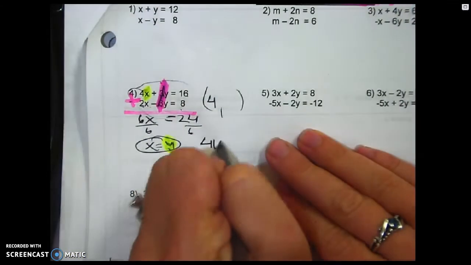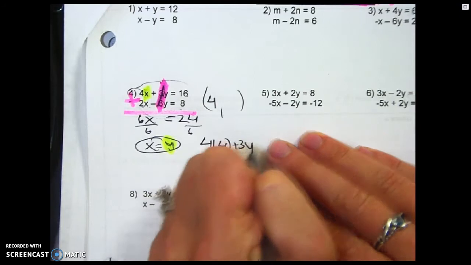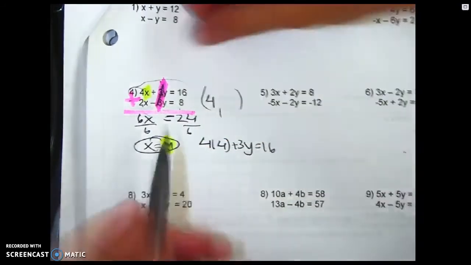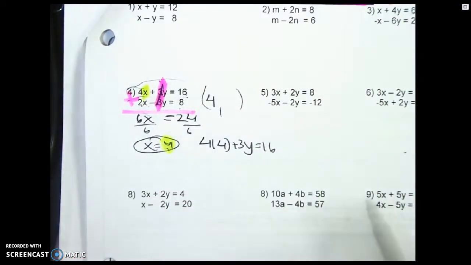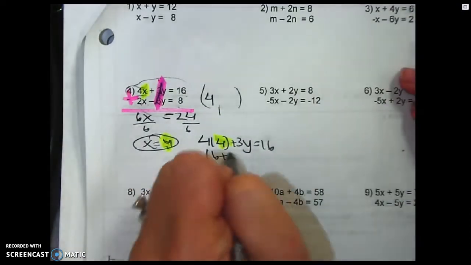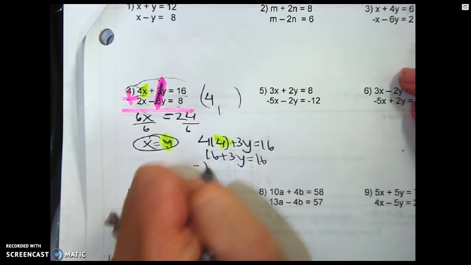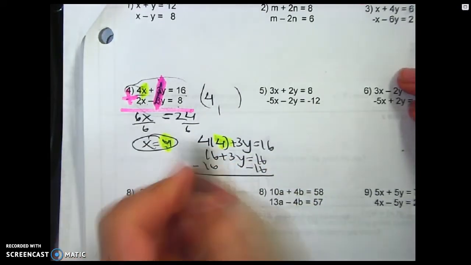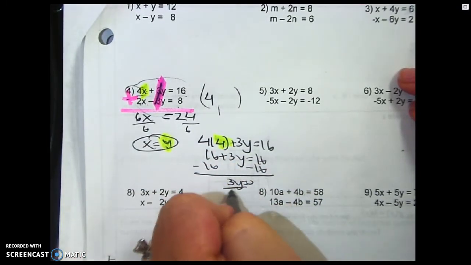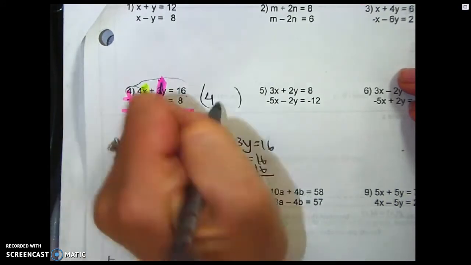So I'm going to go 4 times 4 plus 3y equals 16. So I took this same equation, and instead of writing my x value, I put 4. Now I just solve. Anything divided by 0 is 0.